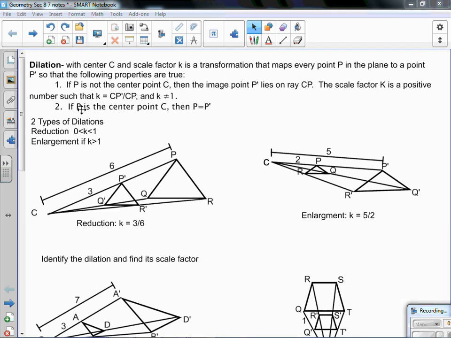And if P happens to be the center point C, so if the center point and point P happen to be the same point, then P and P prime will be the same value. And we mapped it in the same spot.